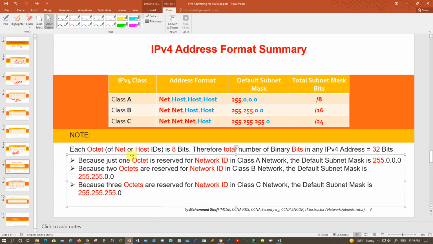Each octet of net or host ID is 8 bits, therefore the total number of binary bits in any IPv4 address is 32 bits. Because just 1 octet is reserved for net ID in a class A network, the default subnet mask will be like this. Likewise for class B and class C.